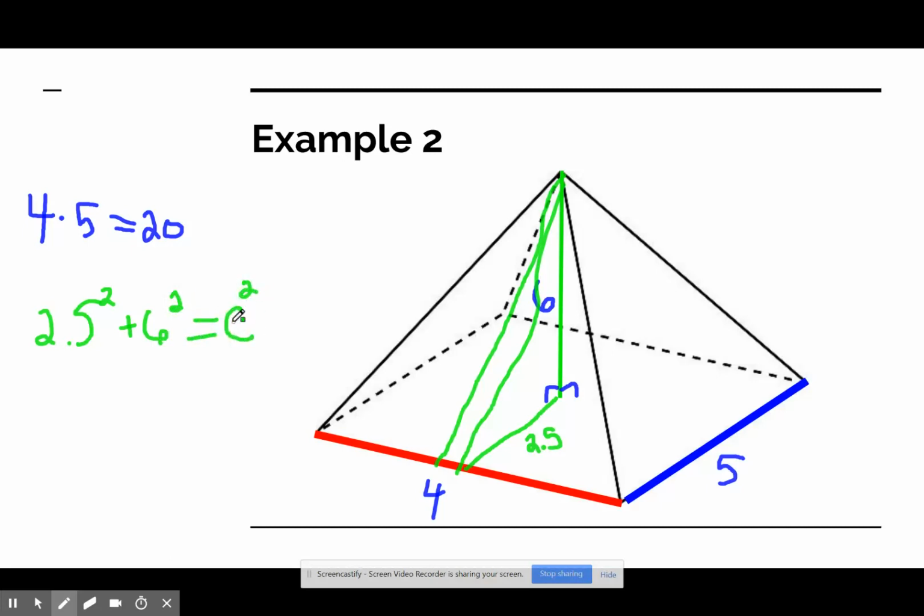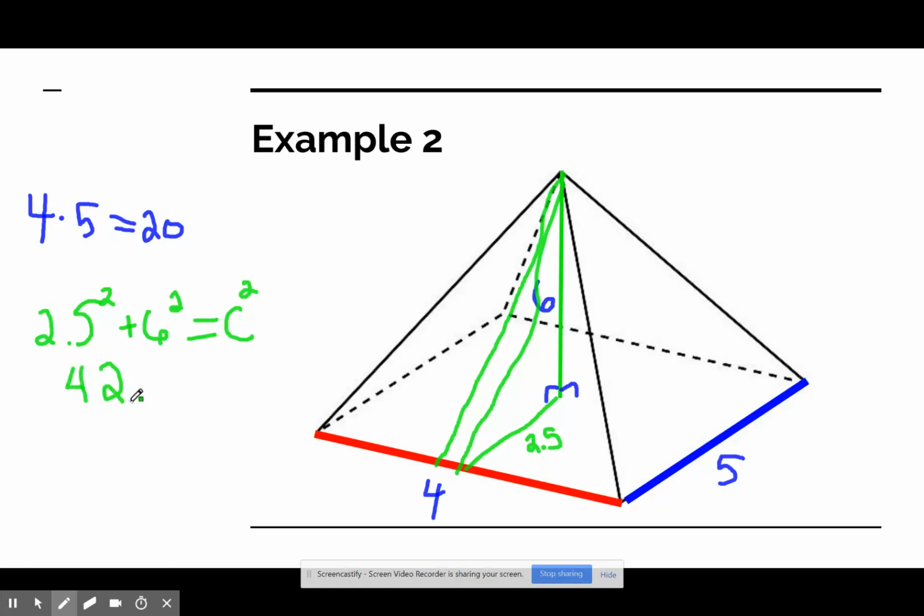Whenever you grab your calculators and enter this in, you're going to enter 2.5 and then the little caret key, squared, plus 6, caret key, squared. And you should get 42.25.